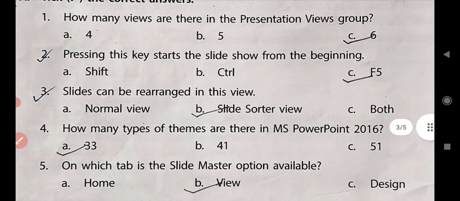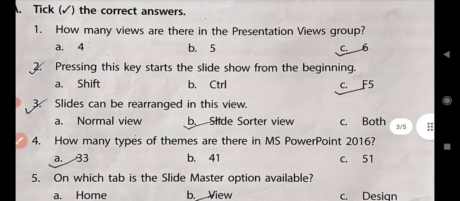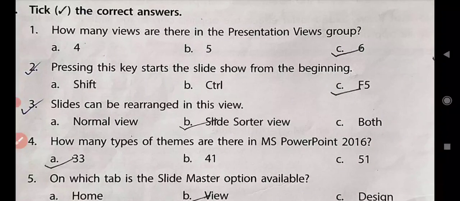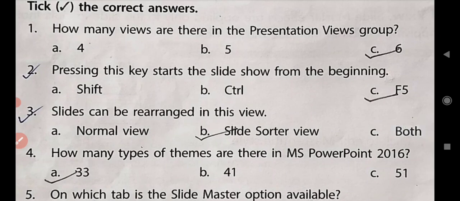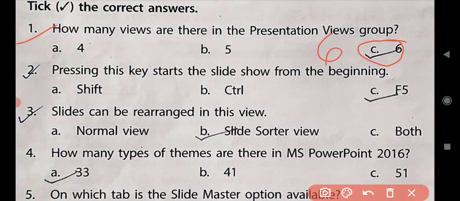How many views are there in the presentation view group? The options are 4, 5, 6. Here three options are given. The correct answer is C, that is 6. There are 6 views in the presentation view group.